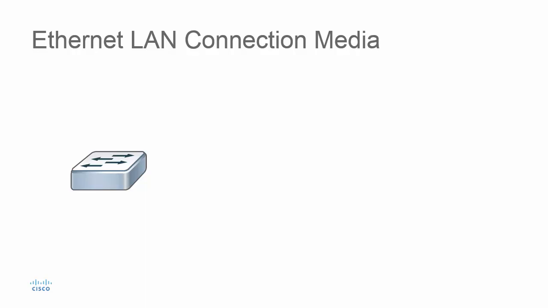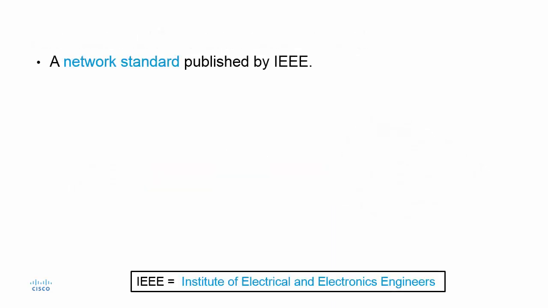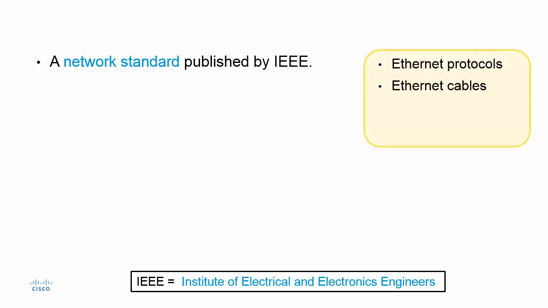When you have a switch that you want to connect to a LAN, how are you going to connect it? You have to use some sort of media, and the most common LAN media is Ethernet. Ethernet is not just a type of cable or protocol, it's a network standard that the IEEE published, so you will often hear various Ethernet terms, such as Ethernet protocols, Ethernet cables, Ethernet ports, and Ethernet switches.